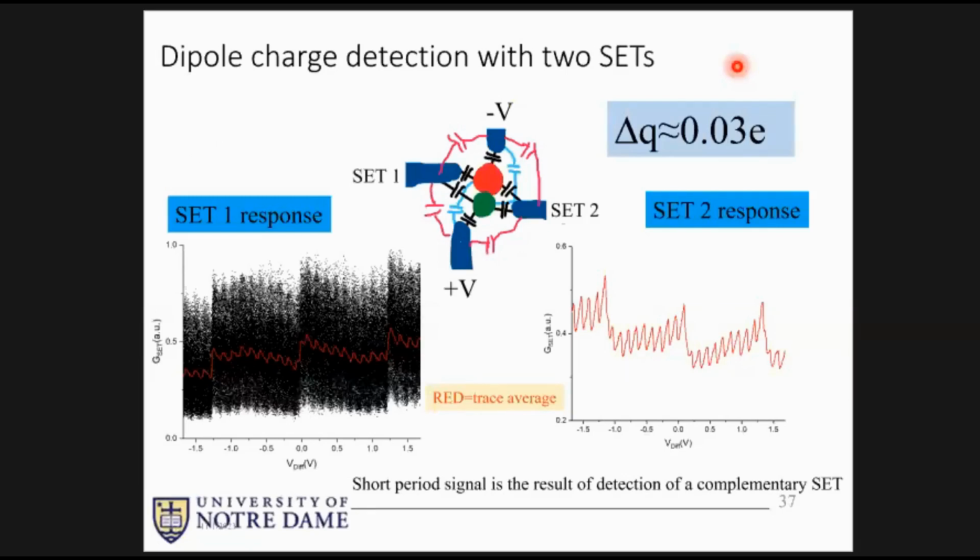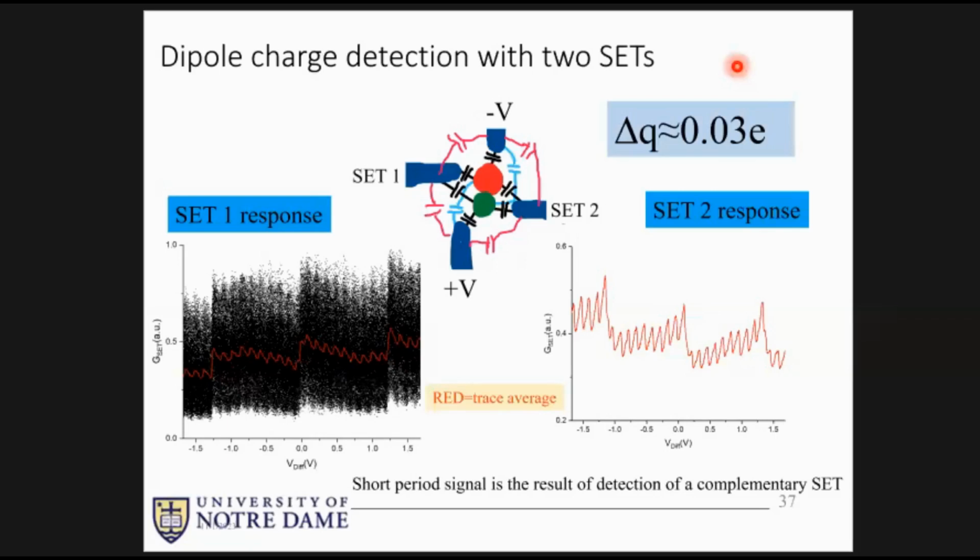Now we can do it with two detectors, like I showed you in that picture. We have two detectors, and you can see that. And again, the raw data is black. The red data is our average signal, and on the other side, it's the alpha detector, which also gives you this sawtooth oscillation. And there's something else going on. Well, what is it? In this case, we detect about 0.03 electron.